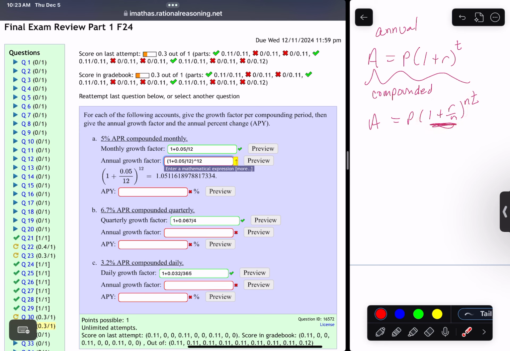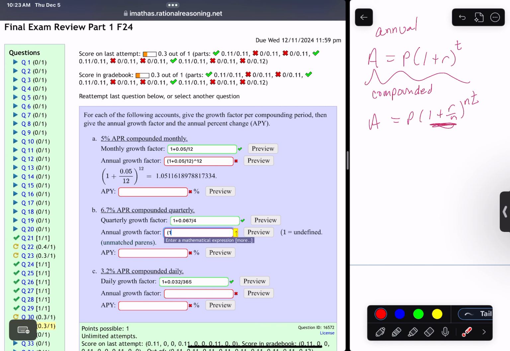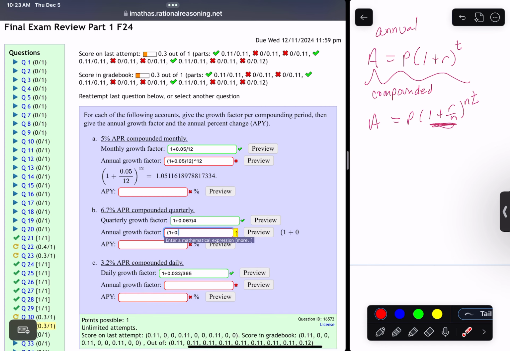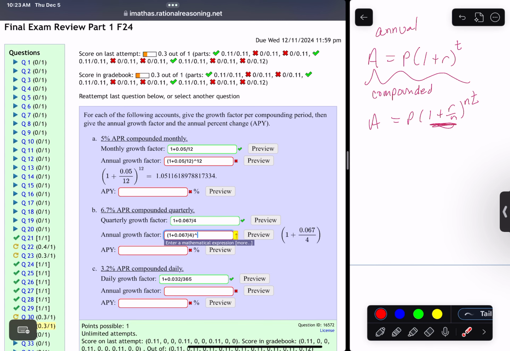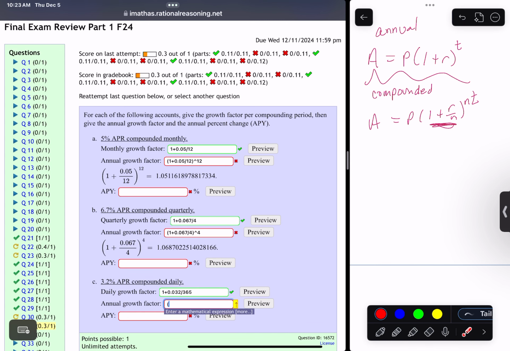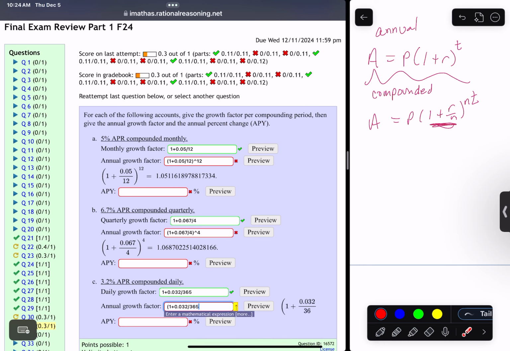Okay, so this one would be, in parentheses, exactly what you typed before, 1 plus 0.067 divided by 4, to a power of 4. And then this one would be 1 plus 0.032 divided by 365, parentheses, to a power of 365.